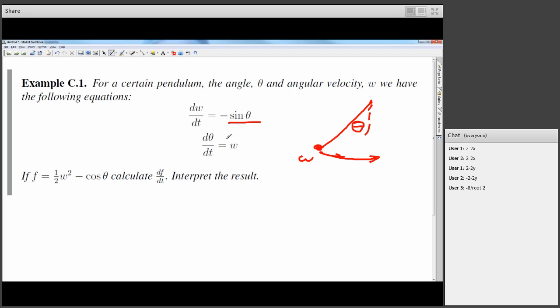But nevertheless, we still want to consider different functions that might be functions of both angular velocity and theta. So I've got one here. I've got a function of two variables. So the function is of w and theta.